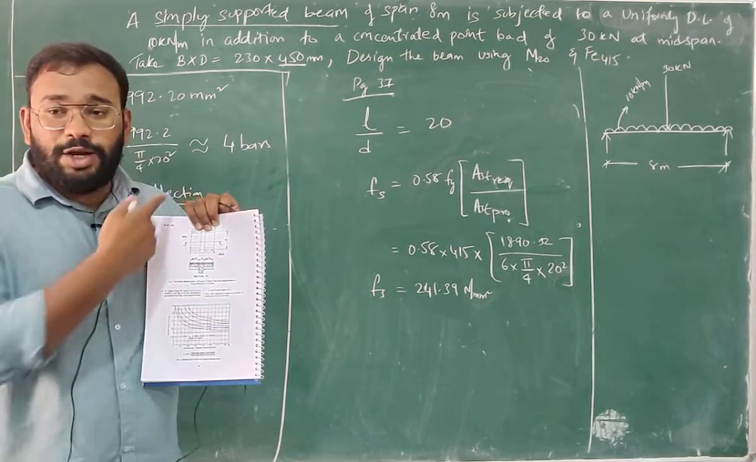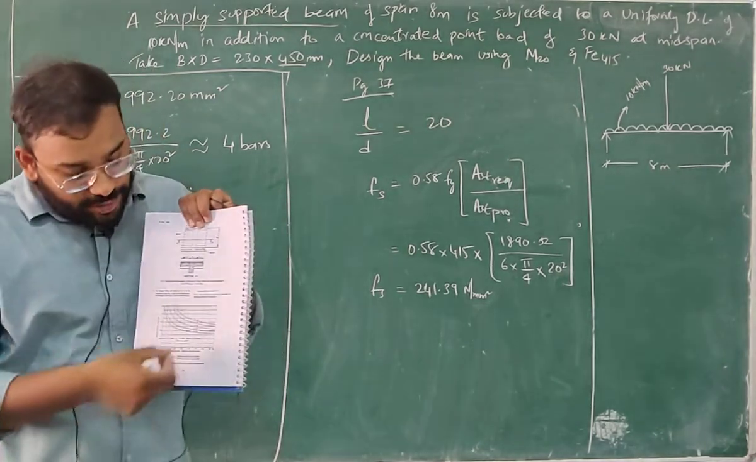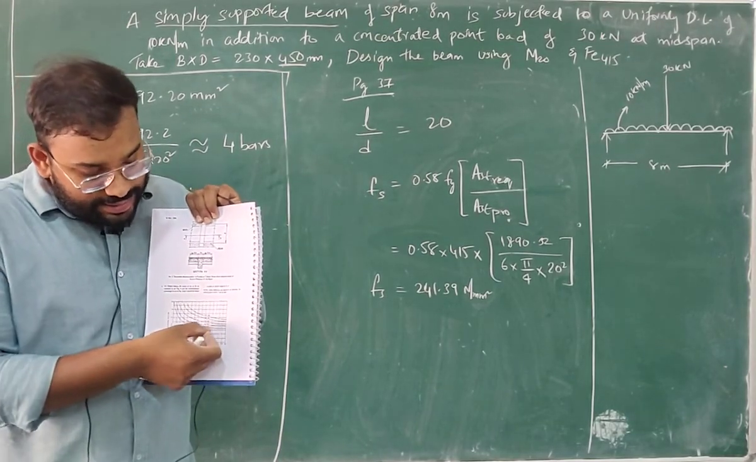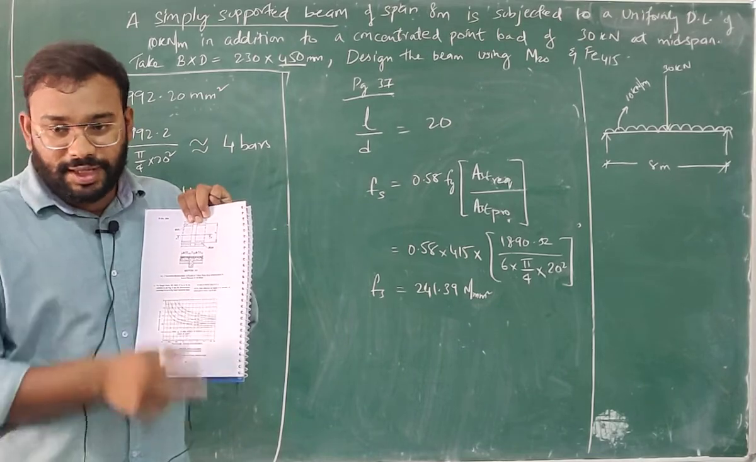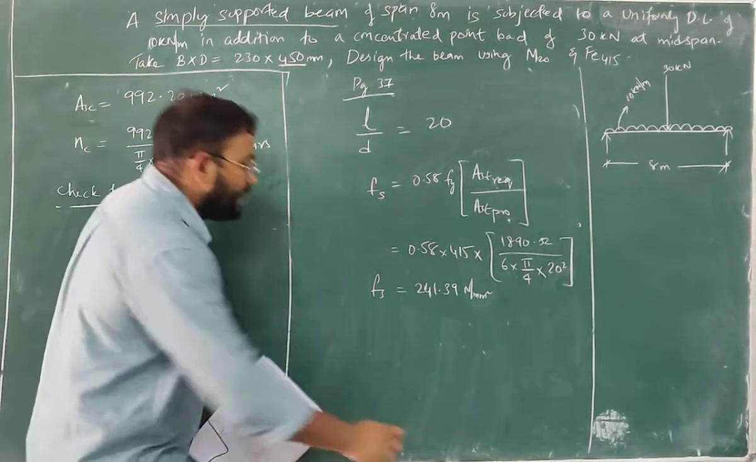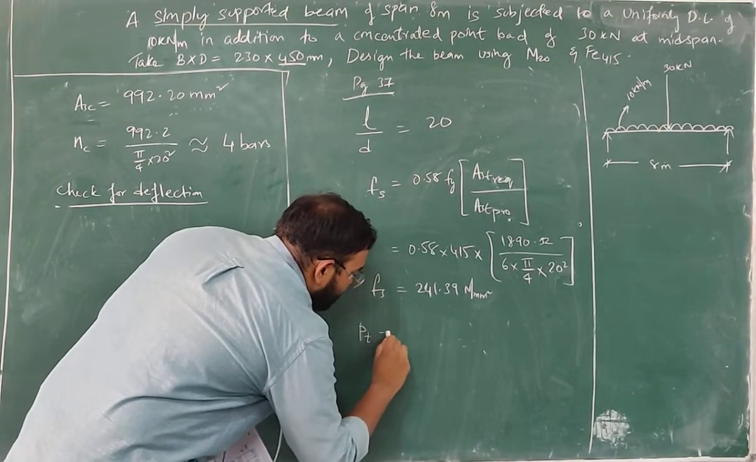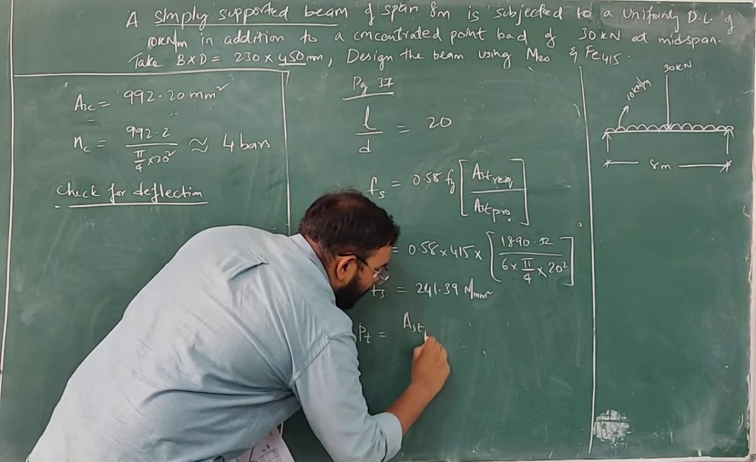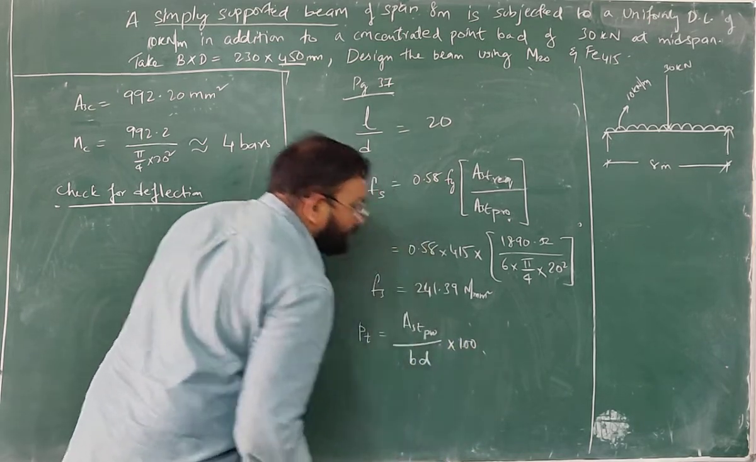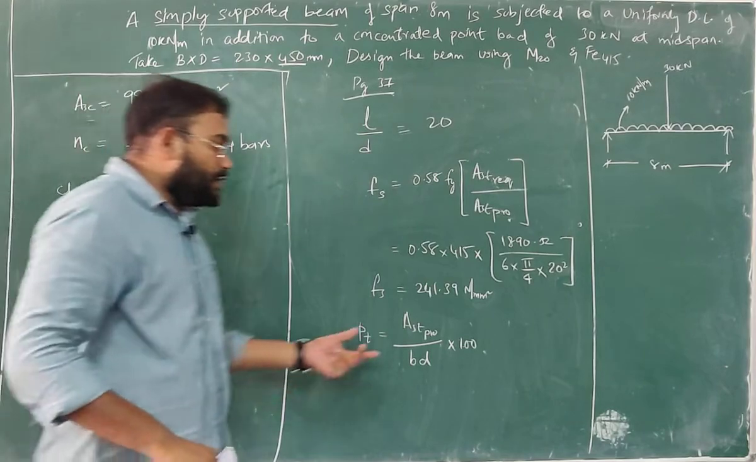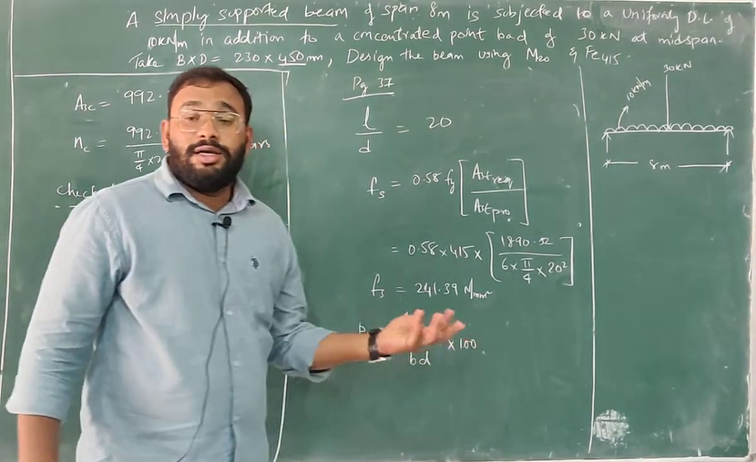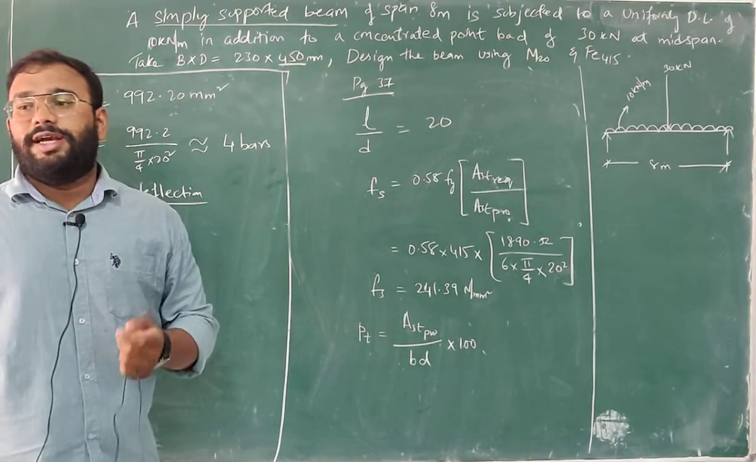Okay, now you got the value of Fs as 241, so make it 240. Okay, let it be 240. So 240 is the second line, second curve. Now next you require percentage reinforcement. Okay, the percentage reinforcement formula is PT is equal to area of reinforcement provided divided by BD into 100. How much reinforcement you are providing divided by cross section into 100 will give you what percentage of reinforcement you provided in the beam.